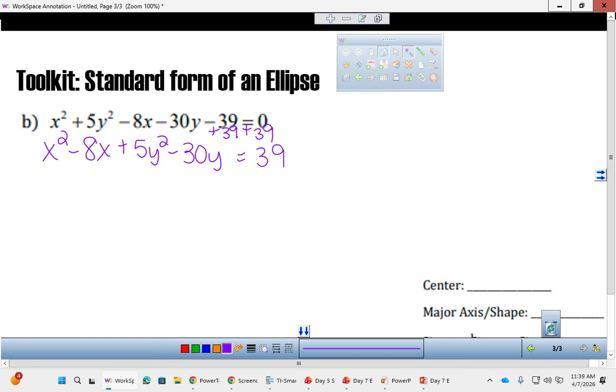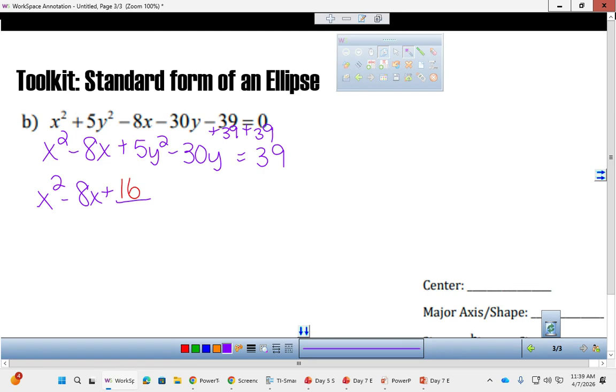All right, from here, I would factor out the leading term, but see how the x doesn't have one? I don't have to do anything, so I'm just going to complete the square for that one. I don't have to factor out any coefficient in front because it's already x squared. So what's my perfect square that goes in that blank? 16.